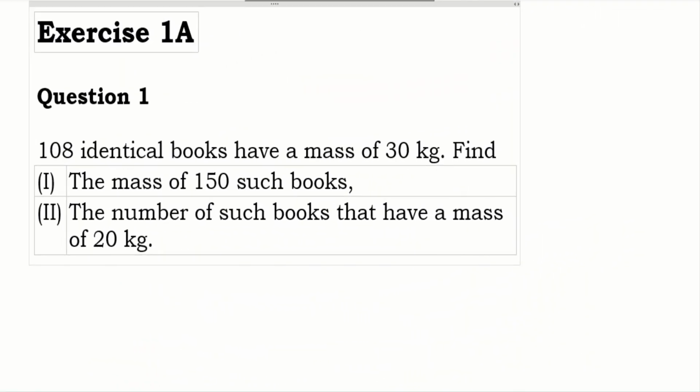This is D2 exercise 1A, question number 1. 108 identical books have a mass of 30 kg. Find number 1, the mass of 150 such books, and number 2, the number of such books that have a mass of 20 kg. So in this question there is a direct relationship between the number of books and their masses. So we can write it like this.